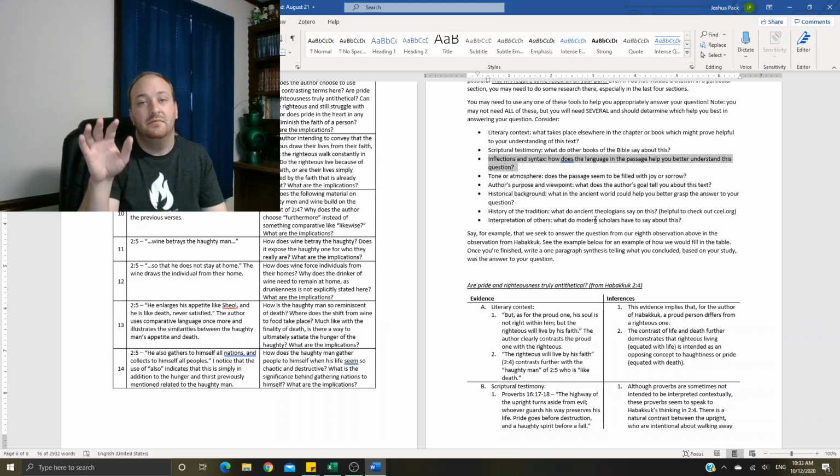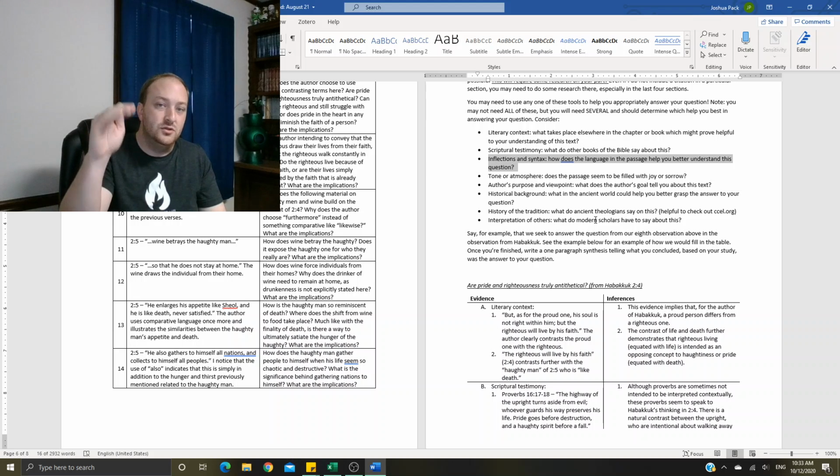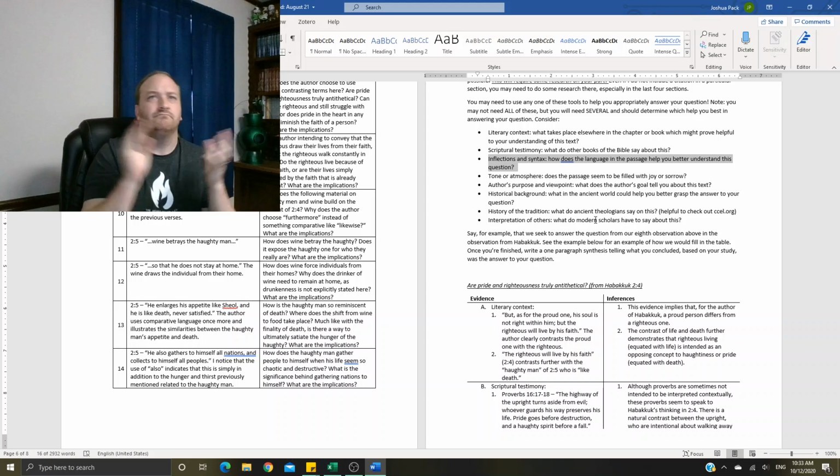And again, I say, you may look at your text and say, I don't really think this has anything to do with what I'm trying to study. And that's okay. I don't expect you to pull from every single one of these. But all of these are kind of the tools in the toolbox that may help you along the way. So, how does the language in the passage help you better understand this question?